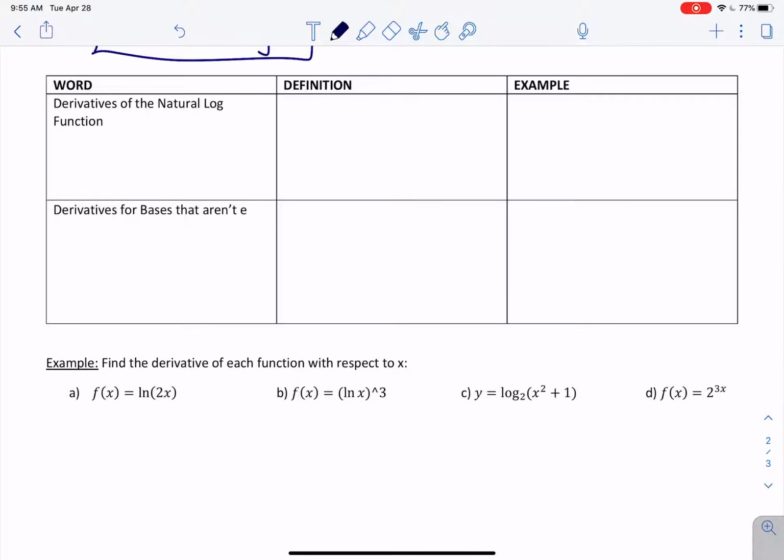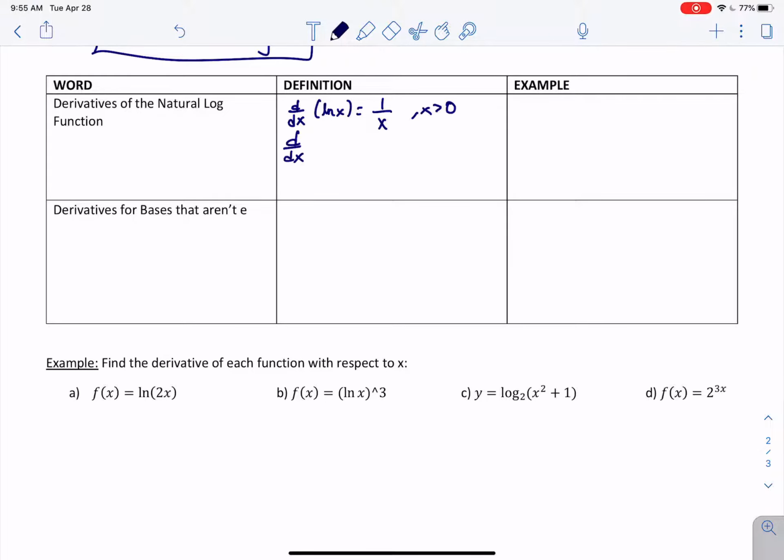Okay, so we're going to continue on looking at the derivatives of log functions, and we're going to do a little bit more with derivatives of exponential functions as well. So we'll start off with the e bases, right? So we'll look at the natural log function. In this case, the derivative of the natural log is 1 over x. It's a pretty straightforward derivative, and x is bigger than 0.